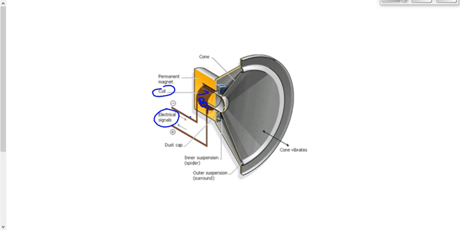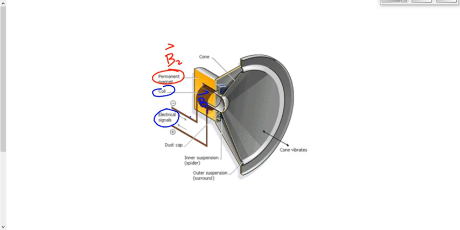But notice there's a permanent magnet here. A magnet that was already there. We're going to call that B2, magnetic field number 2. Now you get two magnetic fields. Okay, what is that going to do? It's going to cause attraction or repulsion, right?